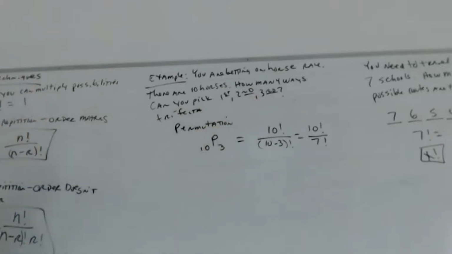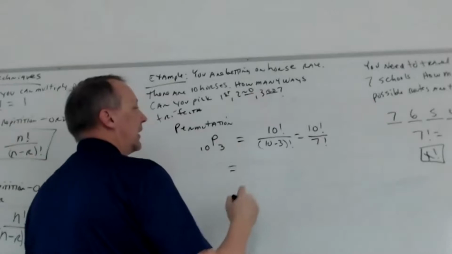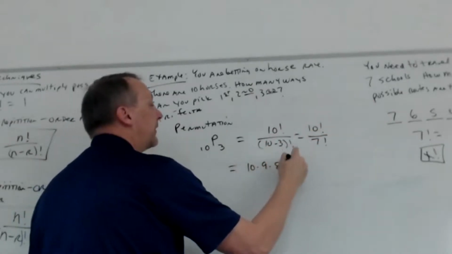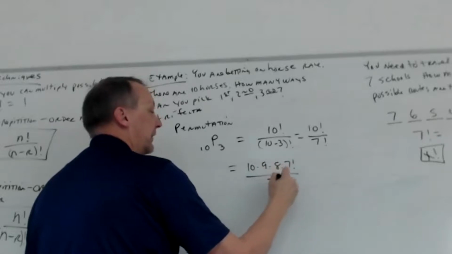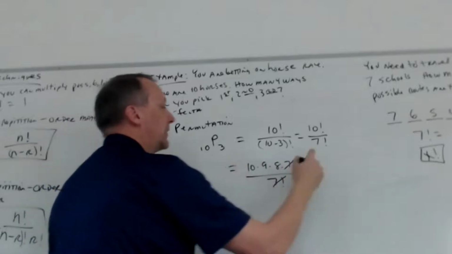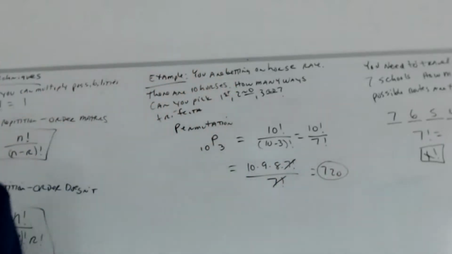Okay? All right, so now, of course, you can do this with your calculator, but I want to show you how to do this without a calculator. We don't need no stinking calculator. So I could write this as 10 times 9 times 8 times 7 factorial divided by 7 factorial. I can cancel those. 9 times 8 is 72 times 10 is 720. Okay?